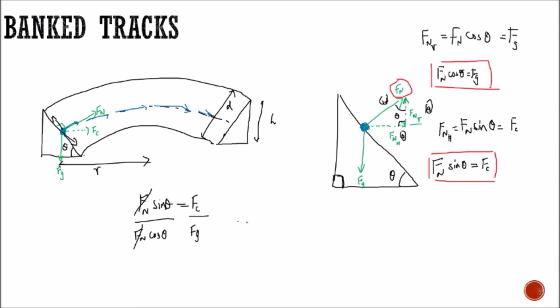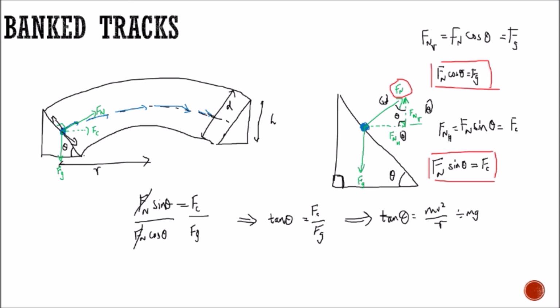So I know that tan theta equals Fc over Fg. Okay? If you wanted, you can actually simplify further, and you can see what comes out of this. Tan theta equals, well, Fc is mv squared on r, beg your pardon, divided by mg.